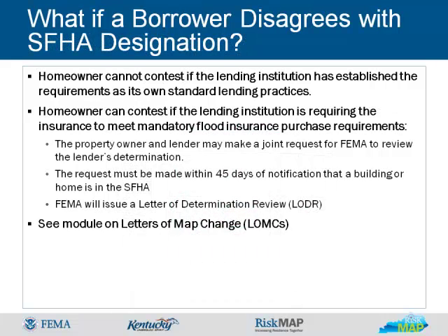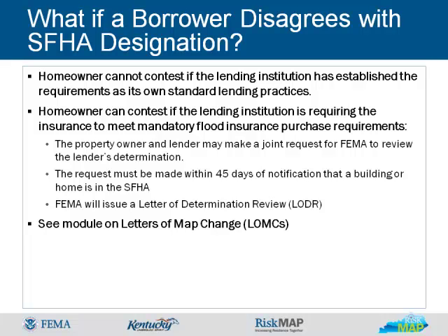If a lending institution is requiring the insurance to meet mandatory flood insurance purchase requirements, the property owners may not contest the requirement if the lending institution has established the requirements as a part of its own standard lending practices. However, if a lending institution is requiring the insurance to meet mandatory flood insurance purchase requirements, the property owner and lender may jointly request that FEMA review the lending institution's determination.